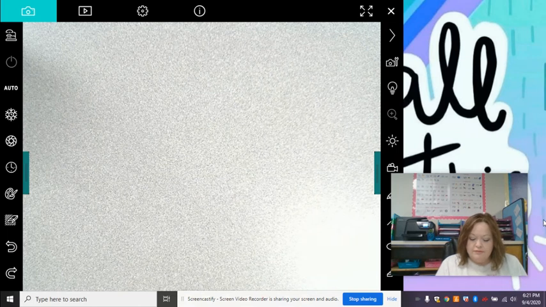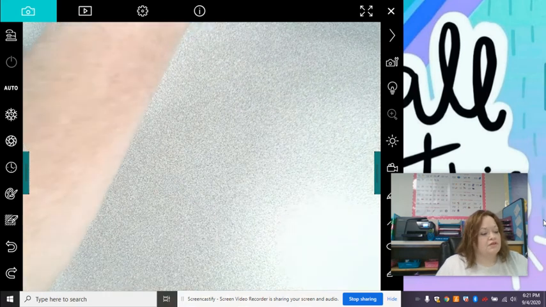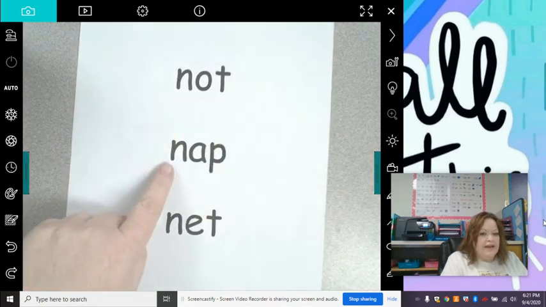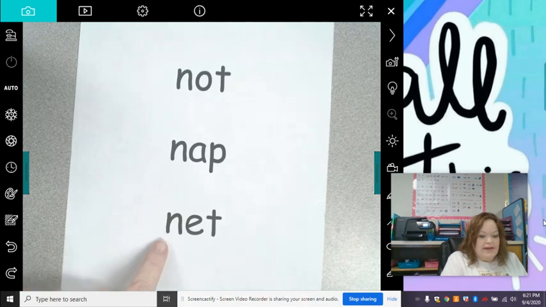Are you ready? Listen. Not, nap, net. What sound do you hear? Listen very carefully. Not, nap, net. Do you know it? What sound do you hear in the beginning or the initial position? It's a sound you hear in the initial position. Here are these words. Not, nap, net.